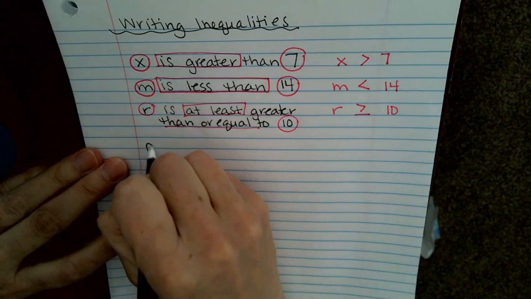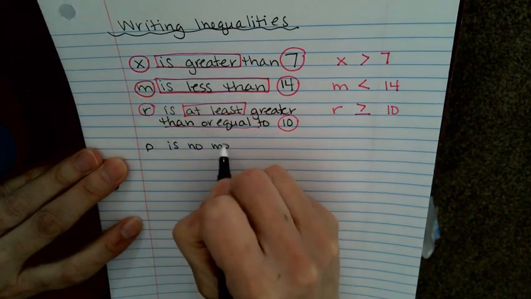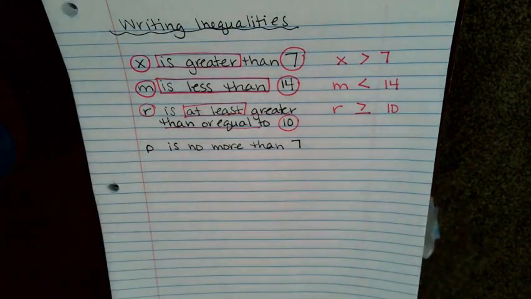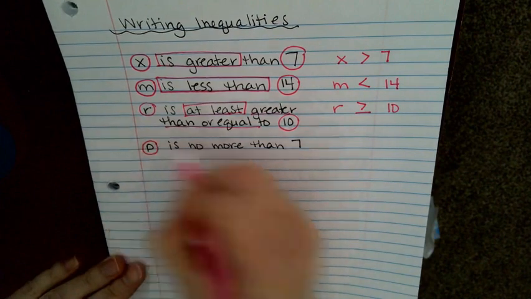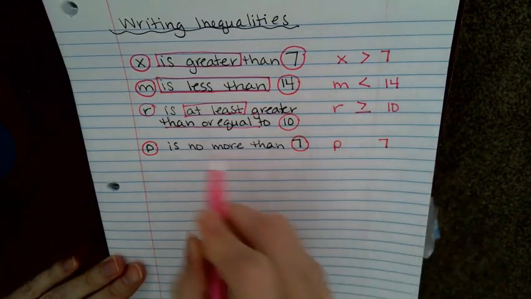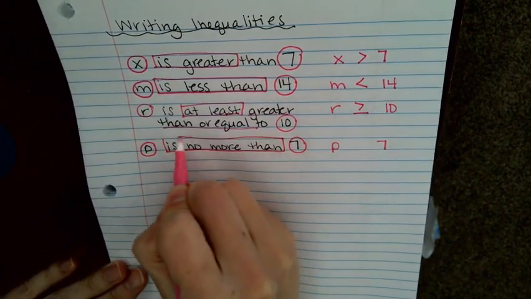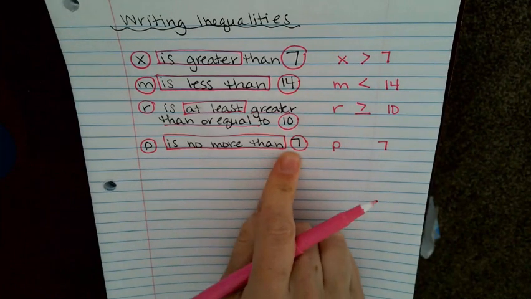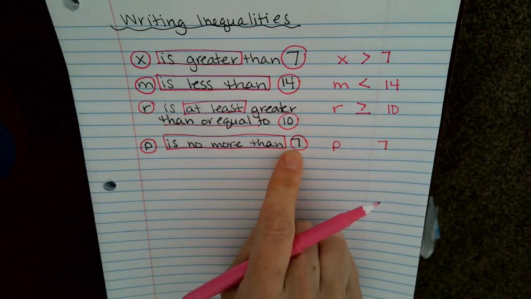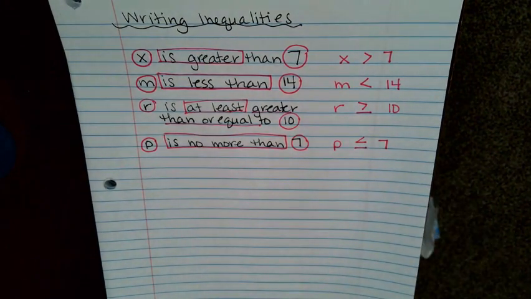How about p is no more than 7. So p and 7 are your numbers. And then you have "is no more than." It means it can be 7, but it can't be any more than 7, which means it can be less than 7. So this is actually less than or equal to.